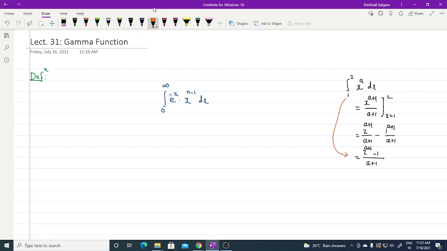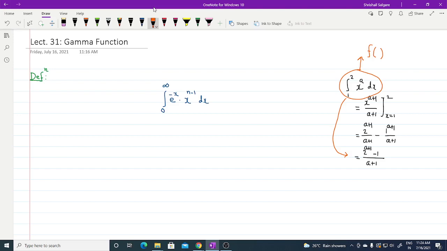Means this integral defines a function of some independent variable. So in this case, suppose this is a function and I will denote this f. Then this is a function of which variable? That is my question. Aditya, suppose this integral 1 to 2 x raised to a dx defines a function, and that function I am denoting as f. Then this f is a function of which variable? What is the independent variable?